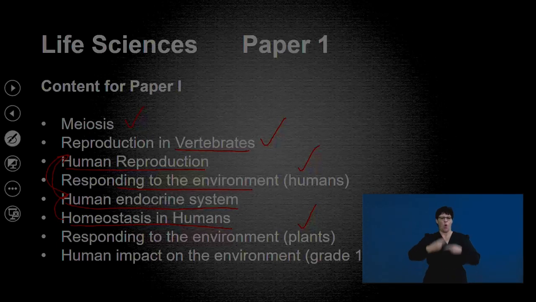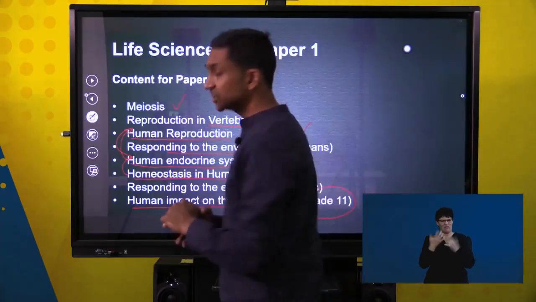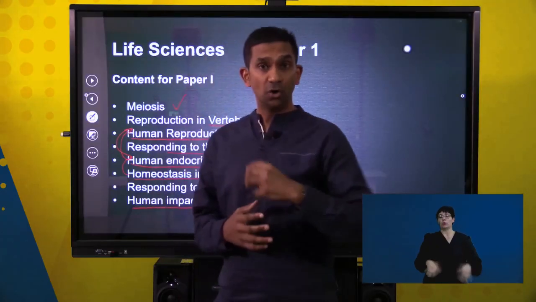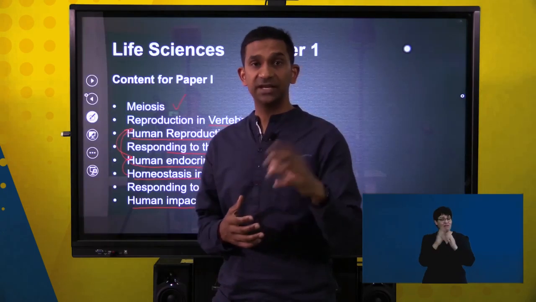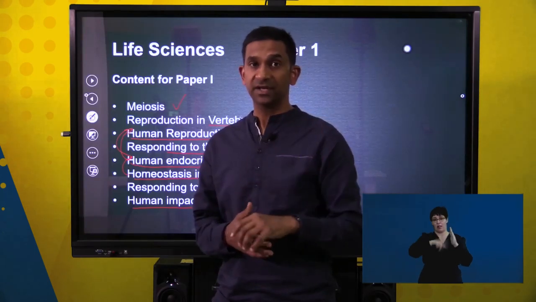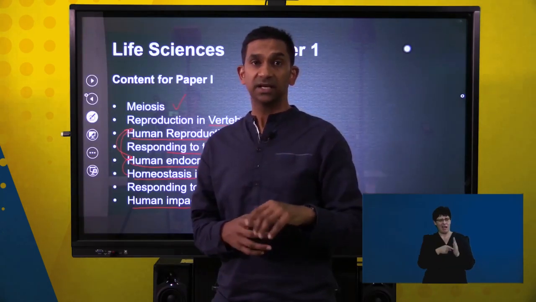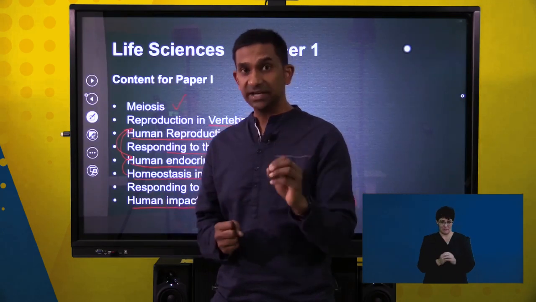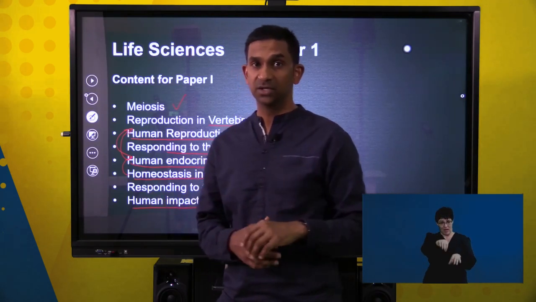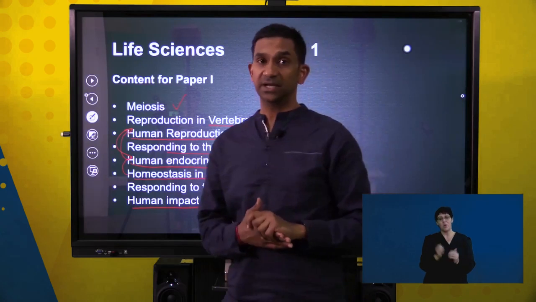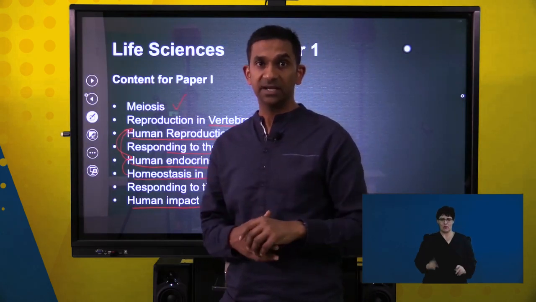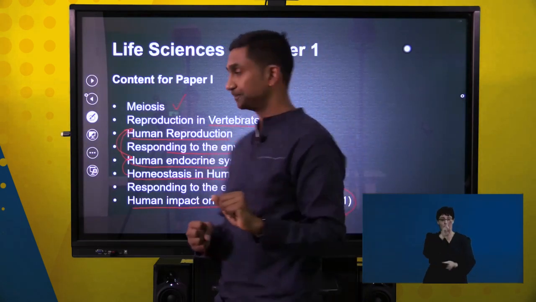Finally, we have human impact on the environment. And if you recollect, this was a section that you spent time doing in grade 11. And it's crucial that you go back to grade 11 notes and reflect on those, because often this section is left out in your grade 12 year, but it is an integral part of your grade 12 paper 1. So refer to the impact of humans on the environment and bring that into your revision program.